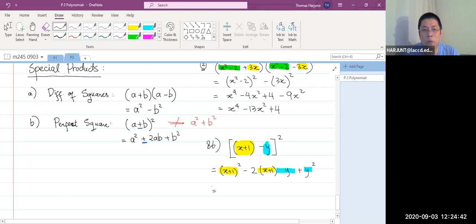Now then for the yellow one, (x plus 1) squared, you follow that further. Another special product, right? x squared plus 2x plus 1 minus 2xy minus 2y plus y squared.